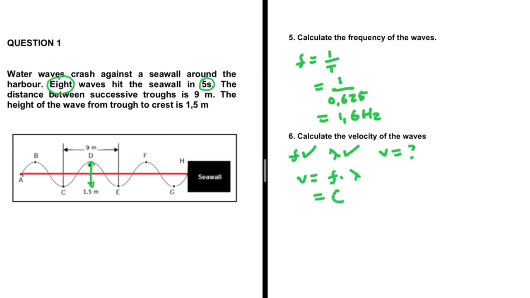The frequency is 1.6 hertz, and then the wavelength is right here. From C to E, we have one wavelength, and that is 9 meters. So 1.6 multiplied by 9 meters, that is 14.4 meters per second. And just like that, we have our velocity.